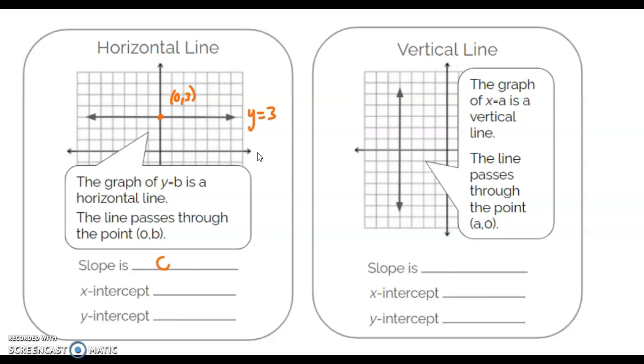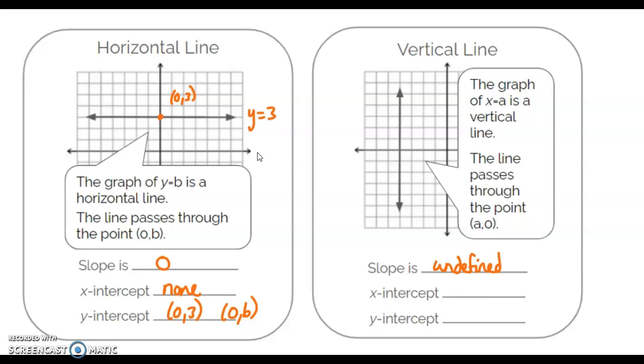The slope is 0. The x-intercept: it does not go through the x-axis, so there is none. And the y-intercept is at 0, 3, or in general form, 0, b. b is just the number that y equals. On a vertical line, the slope is undefined. So any vertical line has an undefined slope.